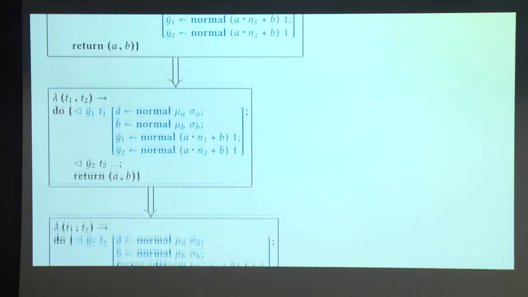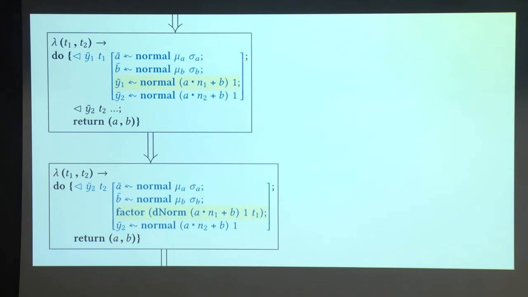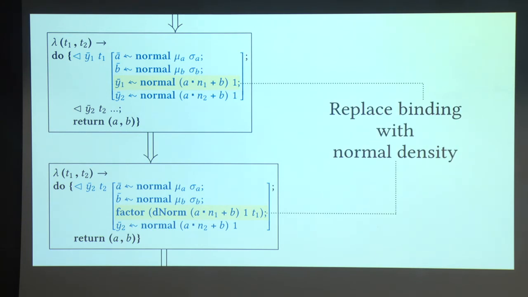So now we're left with the question, what does it mean to constrain y1 to be t1? Well, y1, if we look in the heap carefully, is bound to the normal distribution. So perhaps the question is, what does it mean to constrain this normal distribution to be t1? And that's equivalent to the following question: how likely is it to obtain the value t1 from the normal distribution? The answer to that is the density of the normal distribution at t1. So constraining y1 to be t1 is equivalent to replacing the binding in the heap for y1 with a factor binding for the normal density.